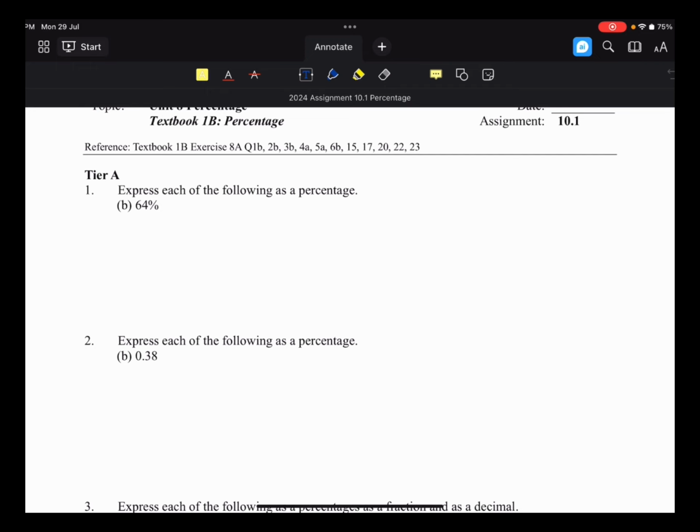Okay, these are very straightforward percentage questions, so it shouldn't take you too long. Express each of the following as a percentage. So what is this? This is 64%. Now 64% is simply 64 over 800, right?